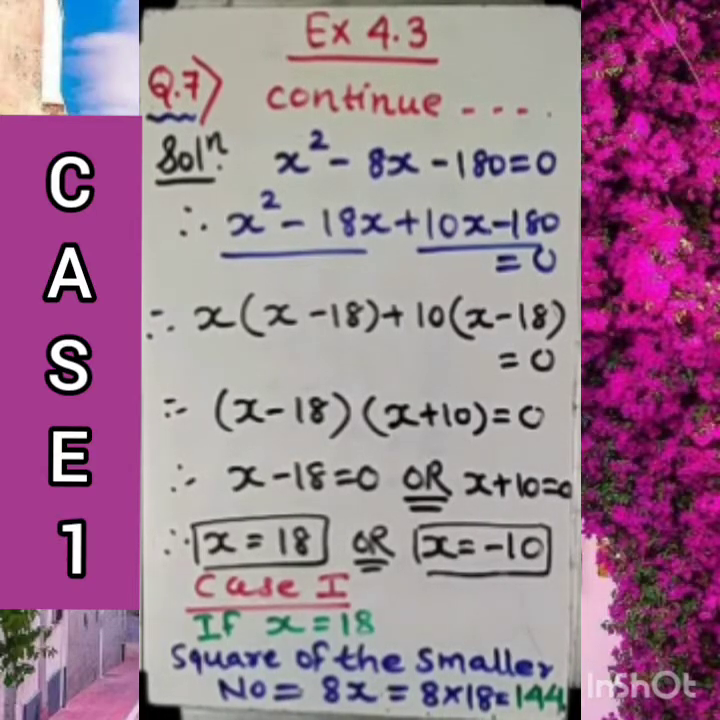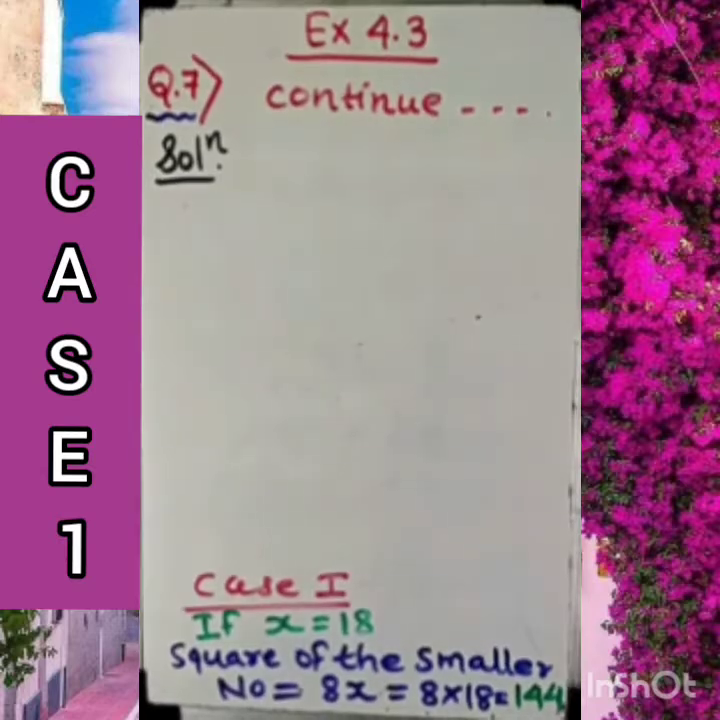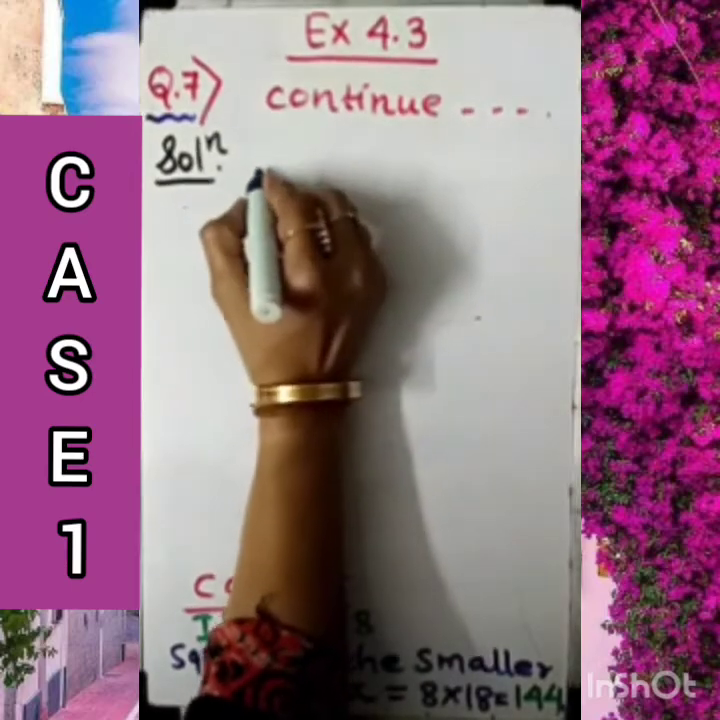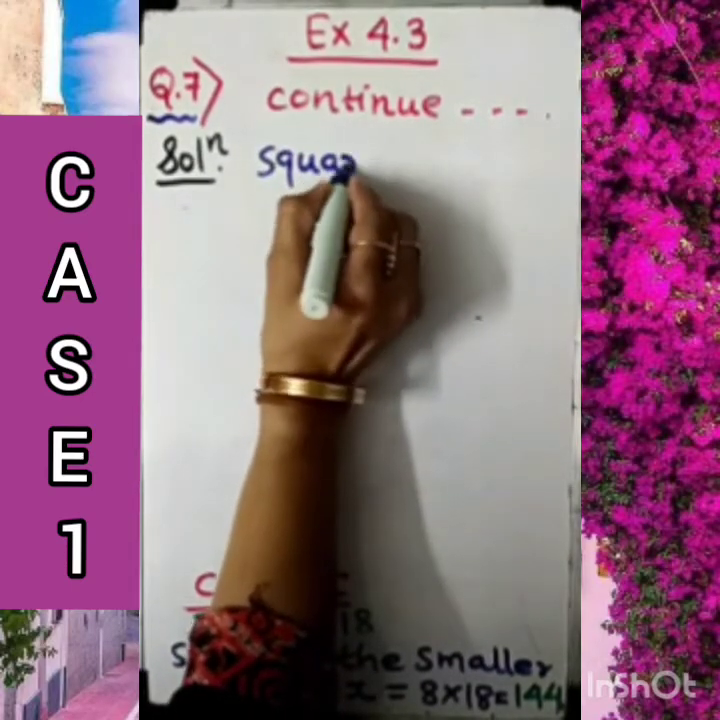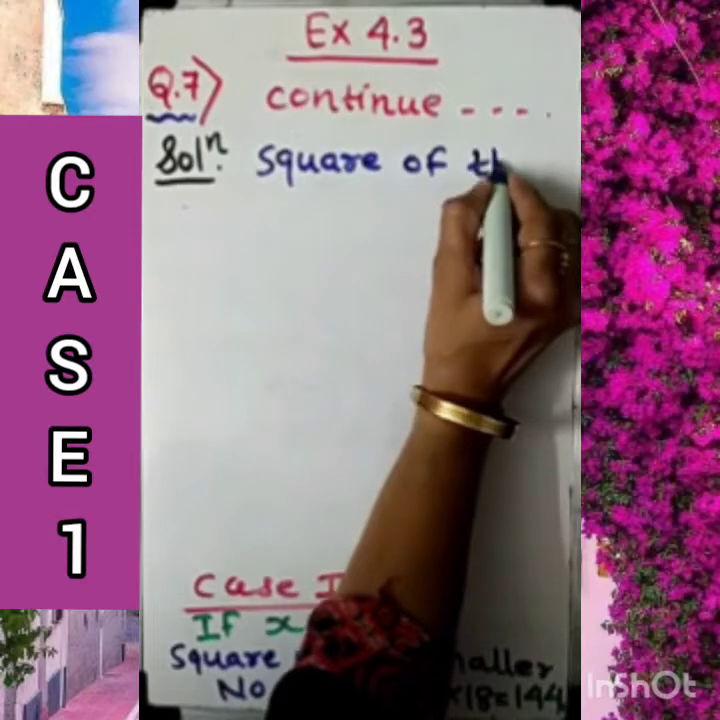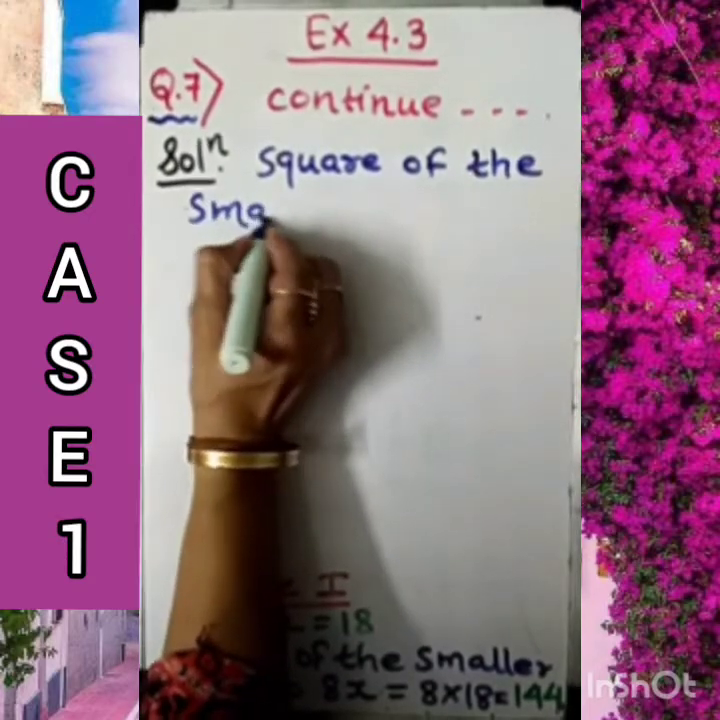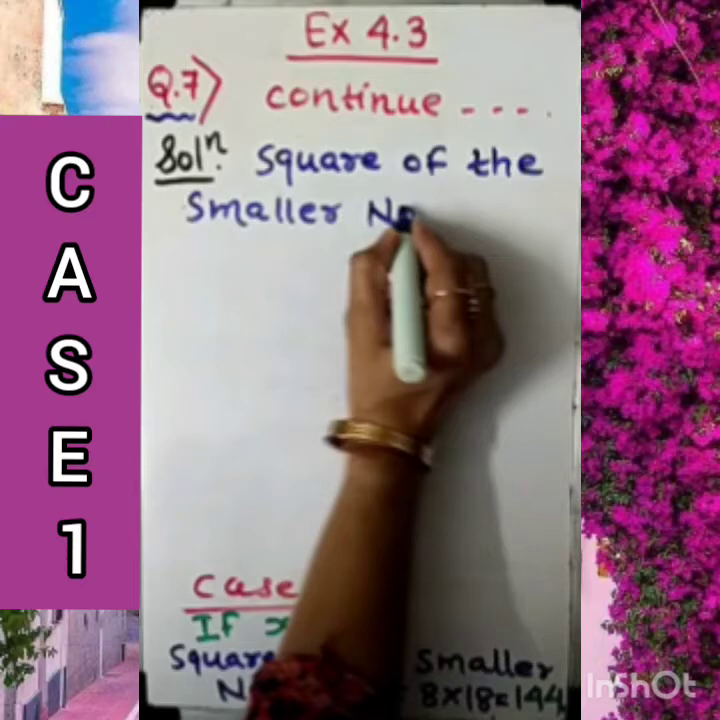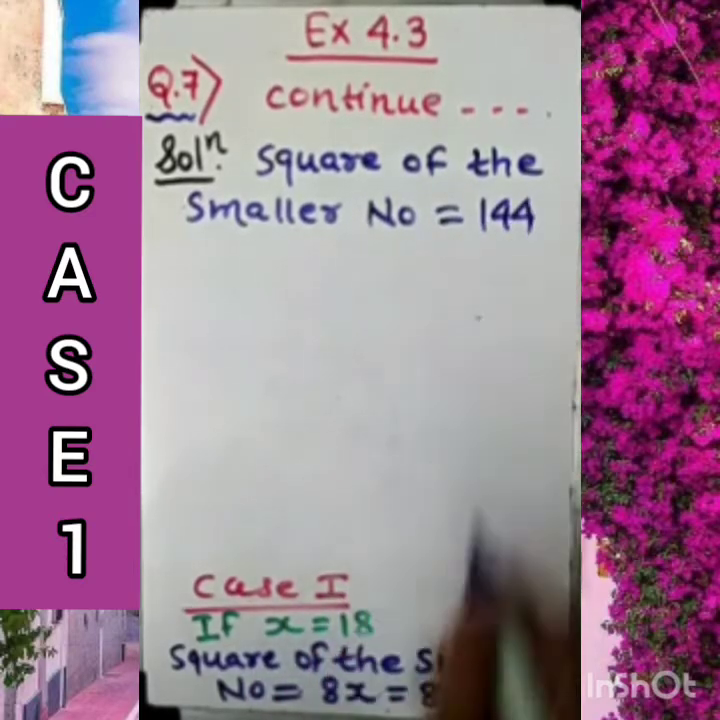So what will be the number? Square of the number is 144. Square of the smaller number. So we know that 144 is a perfect square of 12. Let's go with that. Now, here square of the smaller number is 144. So let me note down again: square of the smaller number, that is coming 144. Agree?